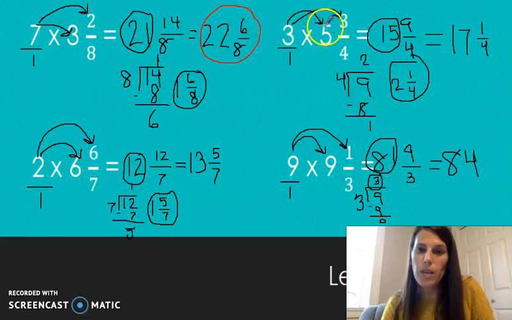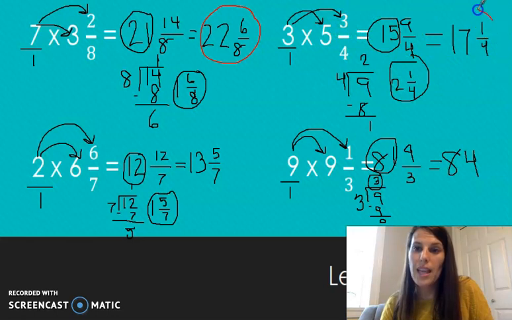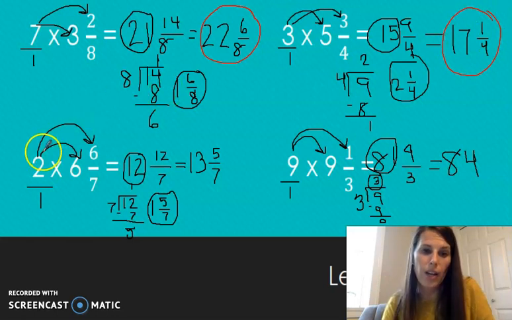The next one, 3 times 5 is 15. 3 times 3/4 is going to give you the 9/4, which would be 2 and 1/4. Add it together, 17 and 1/4. Again, great job if you got it. If not, keep working hard, pause, see if you can identify your error.